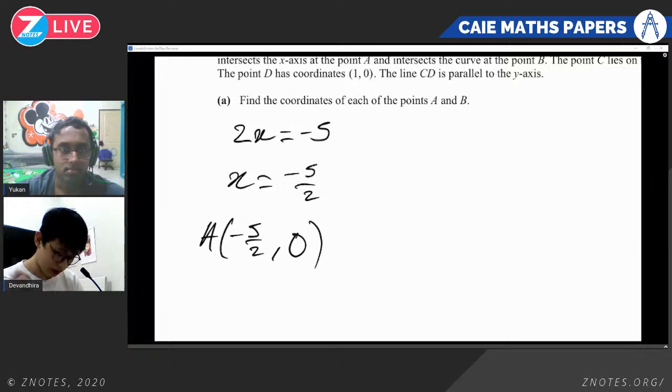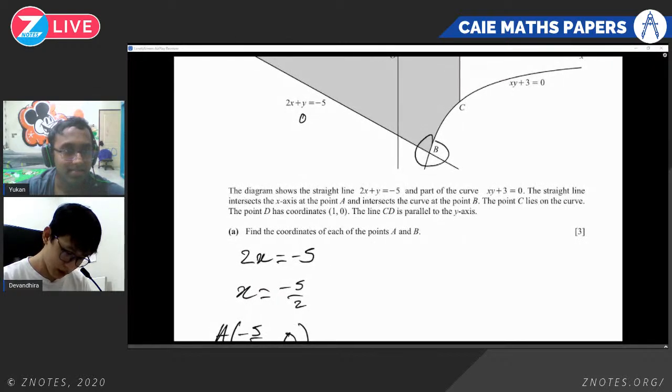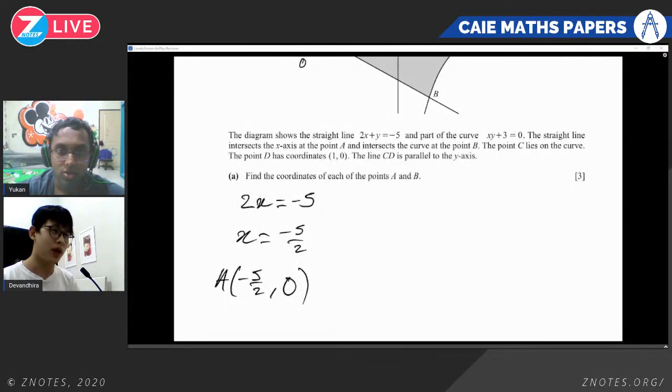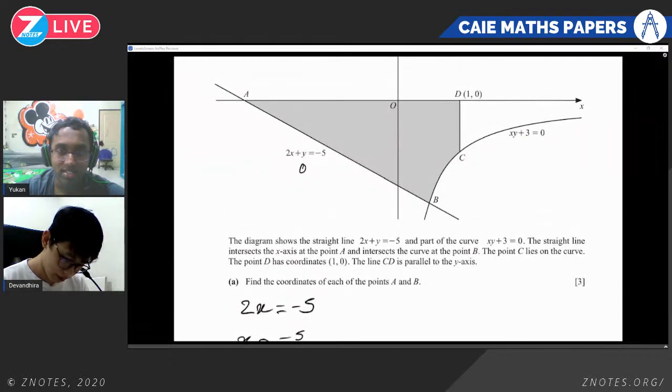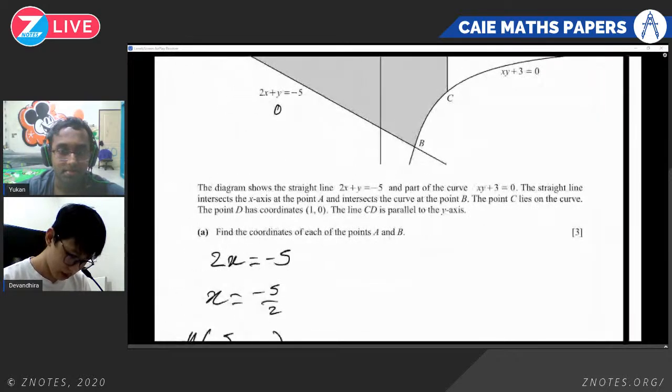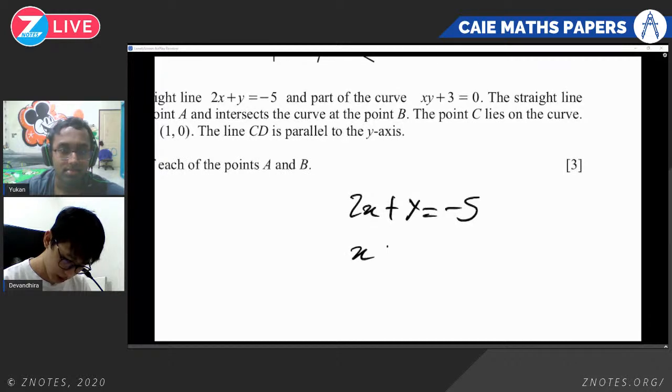Is that right? Yeah, that's the answer. Now, what about point B? Point B is when the line and curve intersect. So you'd have two simultaneous equations to solve to get a coordinate. Okay. So let's do that. We have 2x plus y is equal to -5, and xy plus 3 is equal to 0.